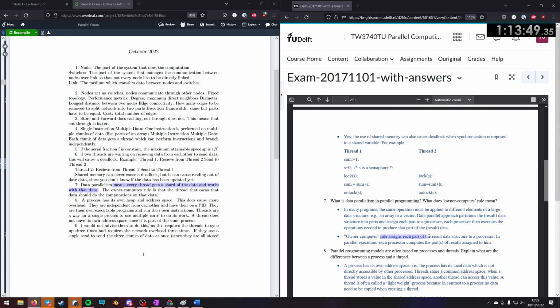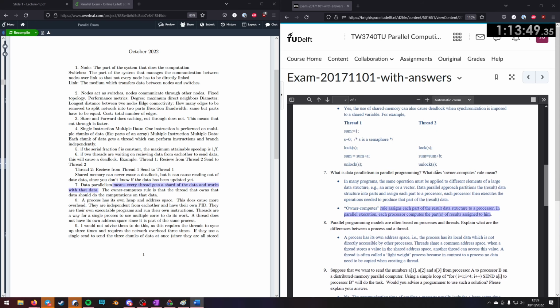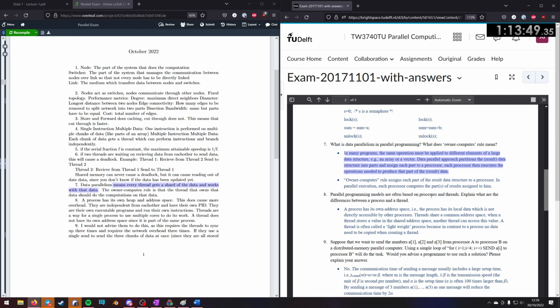Only computes, assign each part of the result to a processor in parallel. Each processor computes the part of the result assigned to it. Not exactly what I said. I said it on the input, and they're talking about output here. So I think we would get a half point here, because I got one correct, one wrong. This is the only question I could answer, the first part, what is data parallelism. This one is good. I hope he asks it again. Yeah, I hope so too.